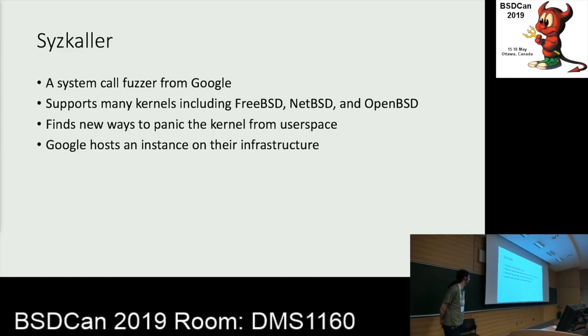So syzkaller is a system call fuzzer. It's Google's, though other people have worked on it as well. It's written in Go. It supports FreeBSD, NetBSD and OpenBSD. It's very good at finding panics in the kernel. It gives the kernel some system calls, and it uses the coverage sanitizer to see where it's actually gone. So that's the main reason I wanted Kcov, for this.